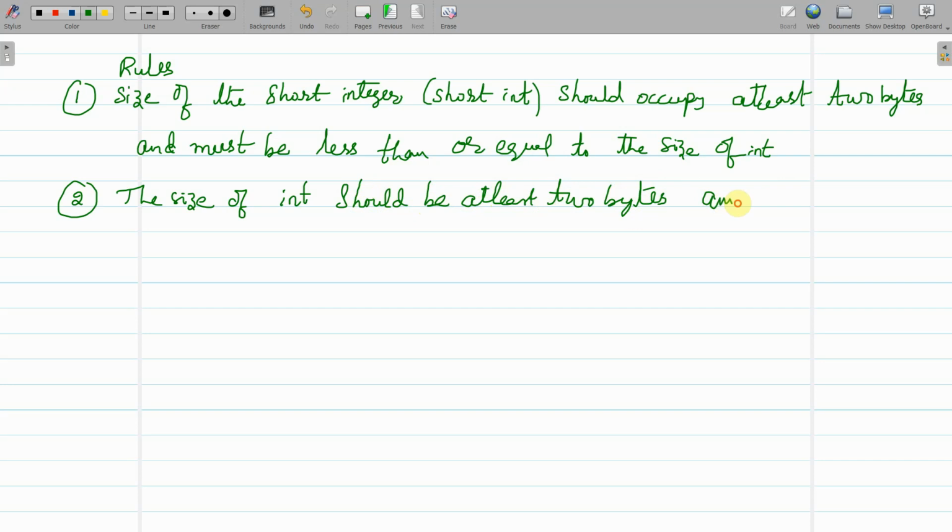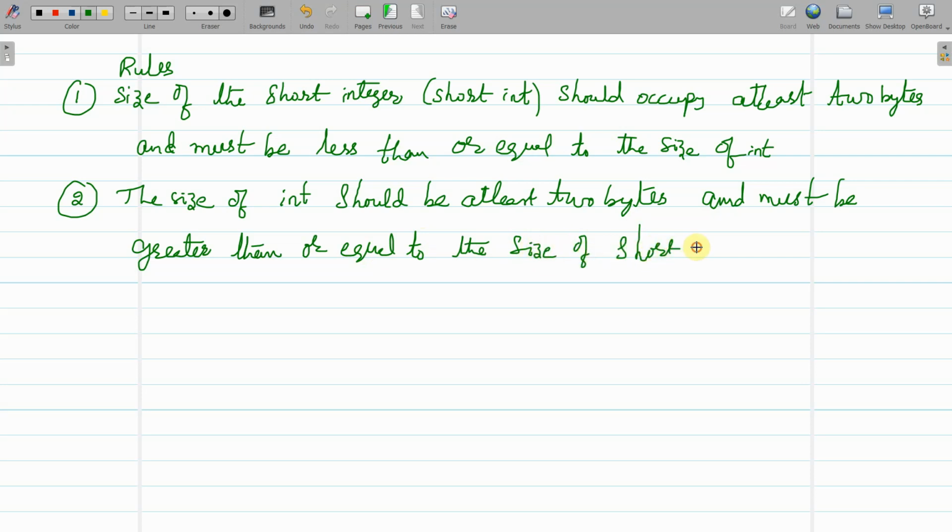And must be greater than or equal to the size of short int. This is the point number 2 you have to keep in mind.